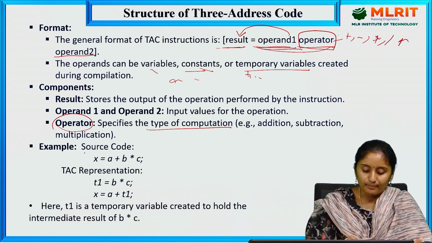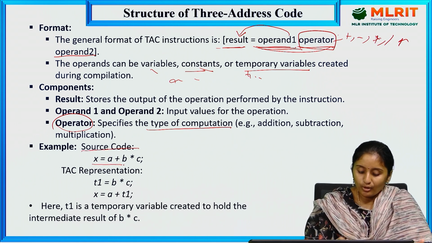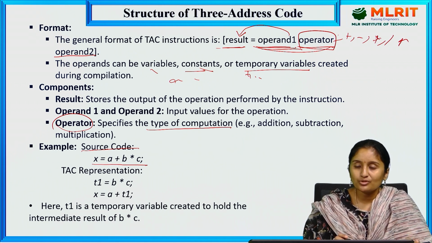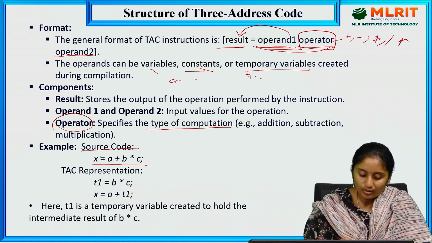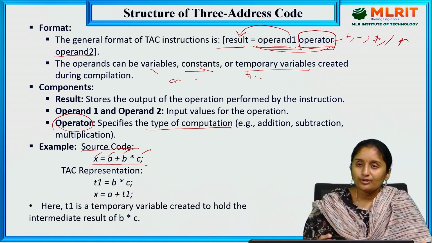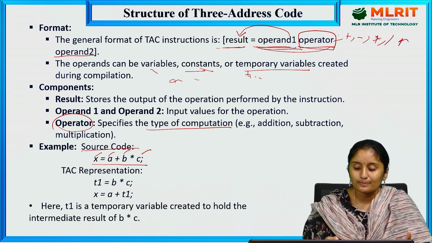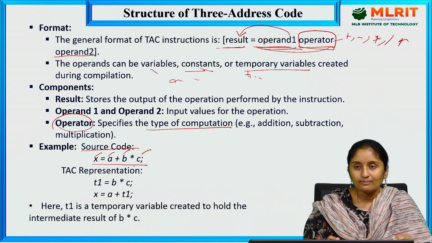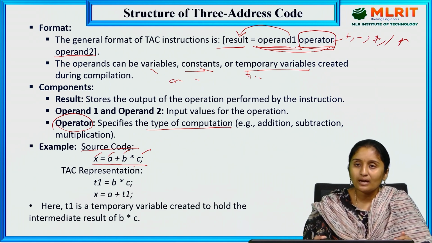So let us see an example. Source code: X equal to A plus B into C. The 3-address code should have at most 3 addresses, that is, at most 3 operands. See here, how many operands are there? 1, 2, 3, 4. 4 operands are there. It is not a 3-address code. Now we need to convert it into a 3-address code by simplifying this expression. How are we going to simplify it? We are going to break down this given expression into some parts, and then it can be easily translated to assembly language.